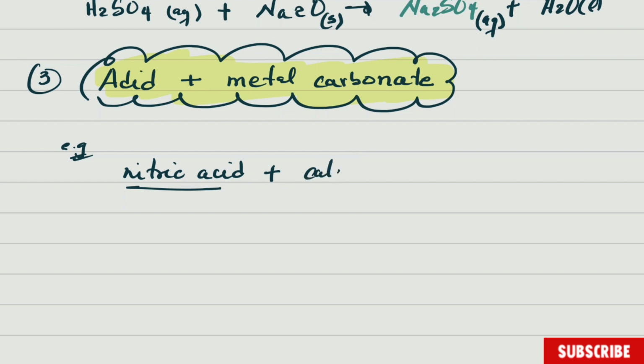Calcium carbonate. Now, you know you are going to get salt and water. Now the salt, remember guys, the type of salt is coming from the acid you used. So if you use a nitric acid, you will get a nitrate. In this case, you will get calcium nitrate.